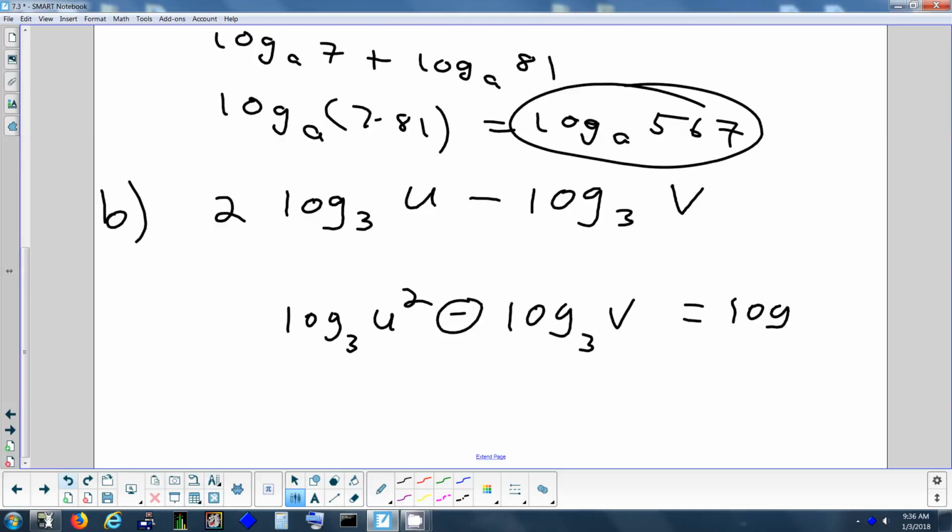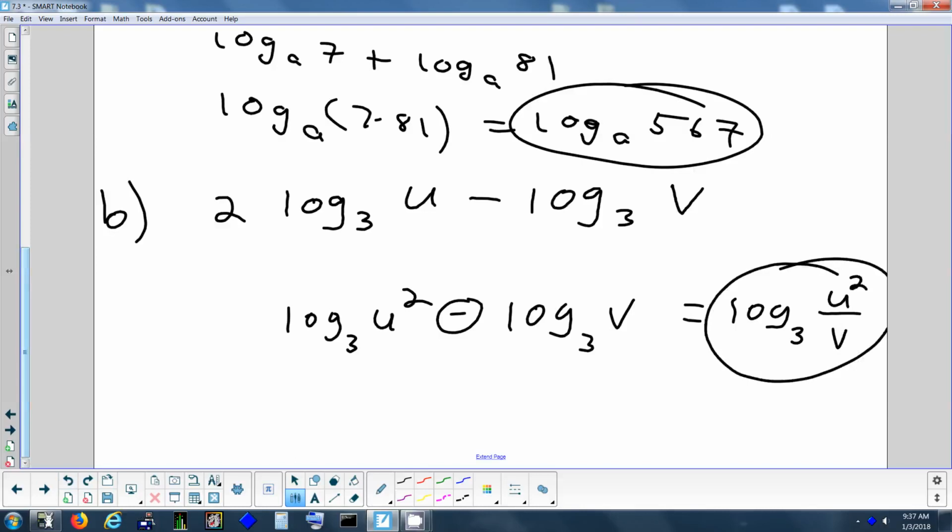When I recombine it, Zach, what's going to be my base? When I recombine, what will my base be? 3. So my base is 3. And it's going to be a fraction. Rudy, what's going to go on top of the fraction? u squared. So u squared, and Emily, on the bottom? v. That's it. There's nothing you can do with that. We don't know u, and we don't know v.